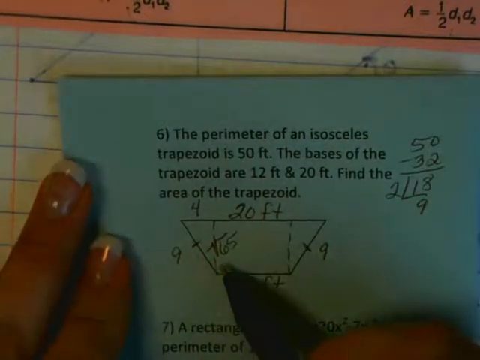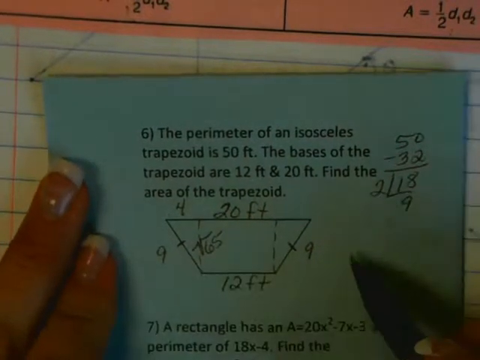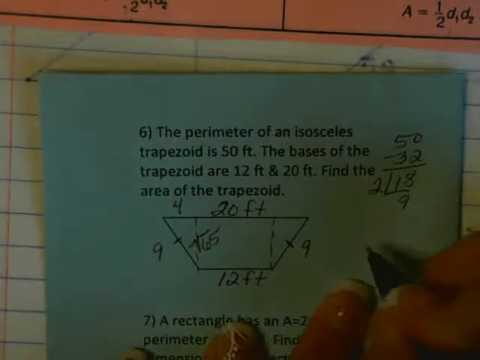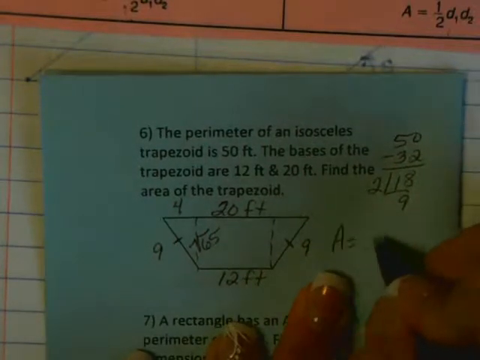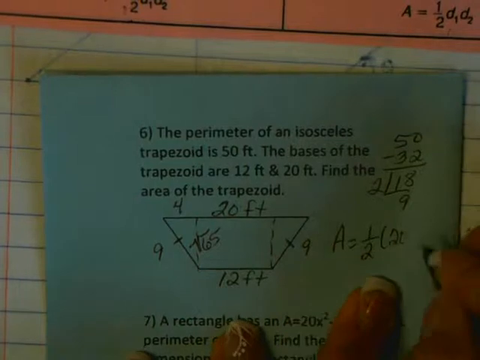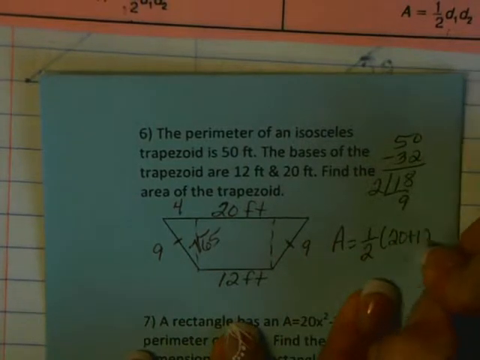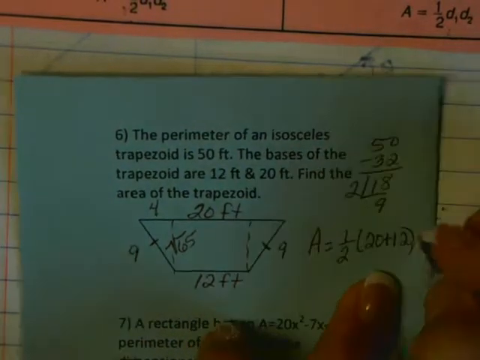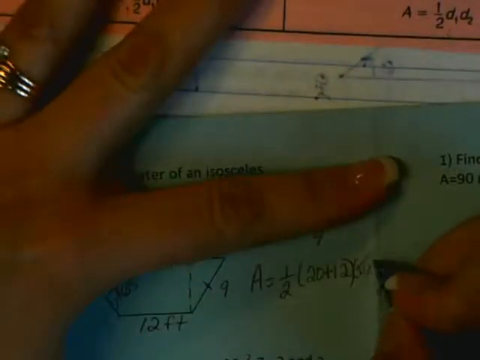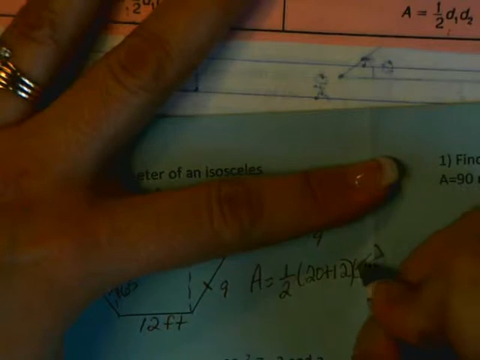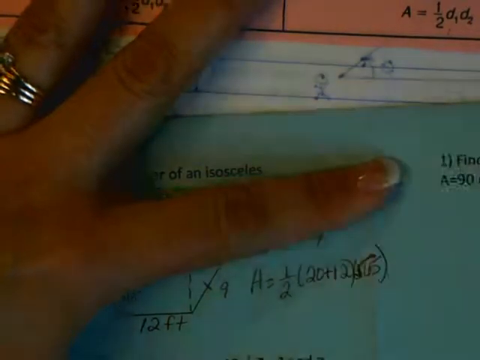That leaves 4 for each side because it's 20 all the way across. I did my Pythagorean theorem. I found my height to be square root 65. And if you're in Miss Davis's class, you know she doesn't like decimals. So we're going to leave it as square root 65 for a height as you plug into your formula. So our area is going to equal 1/2 times 20 plus 12, times square root 65.